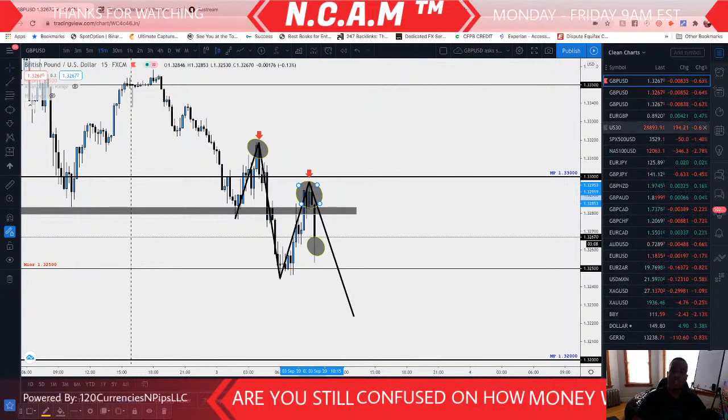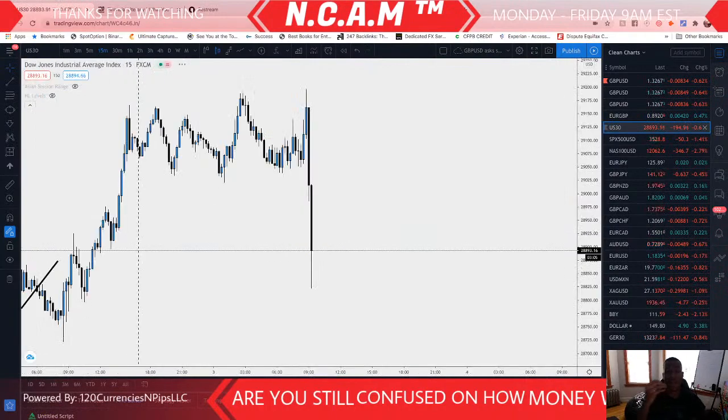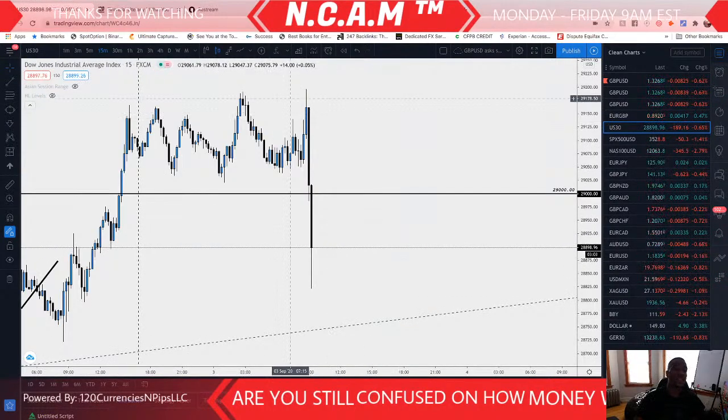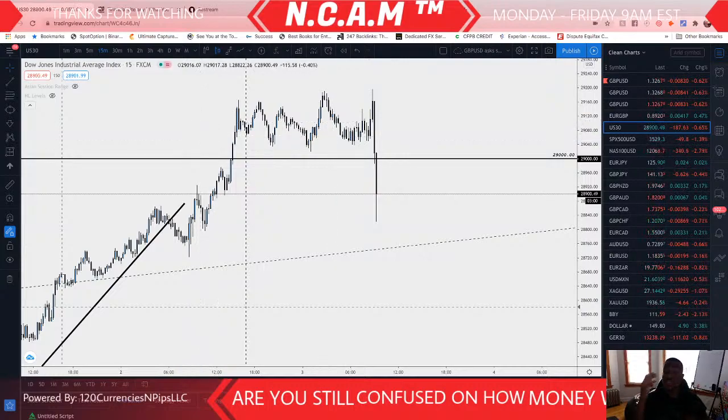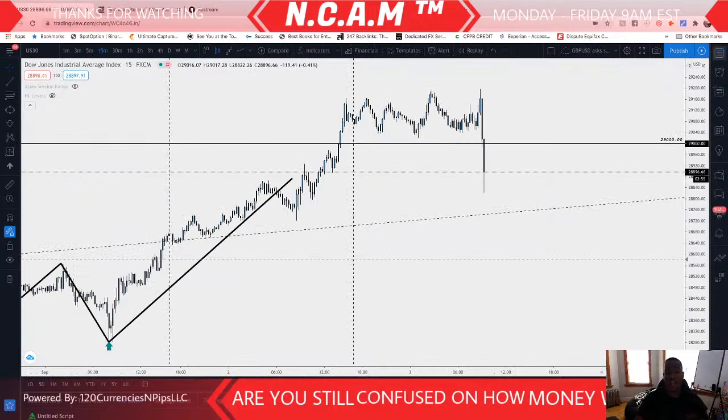Let's go into an actual index. This is an index, the industrial average, Dow Jones. And we do the same exact fundamentals. You can even call this a stock if you want to, but we do the same exact fundamentals.